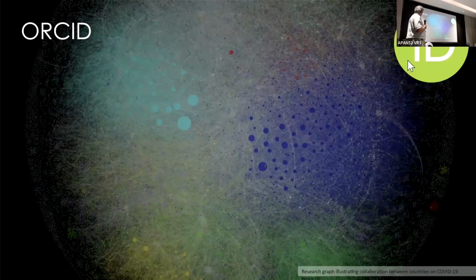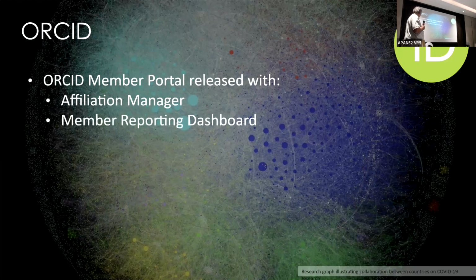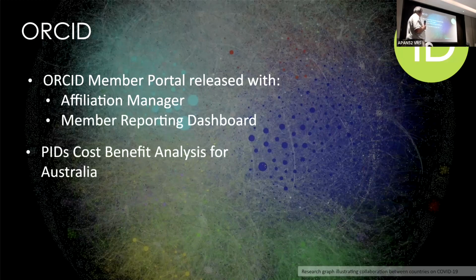ORCID. We run the ORCID consortium, so we collect all the money for people to participate in ORCID in Australia, and we also support ORCID. In supporting it, we let people access the ORCID member portal. It's got an affiliation manager, so if somebody adds somebody to the ORCID portal, their ORCID record is updated with that record, and it's based on the organisation doing it, not the user doing it themselves. It's got a member reporting dashboard.